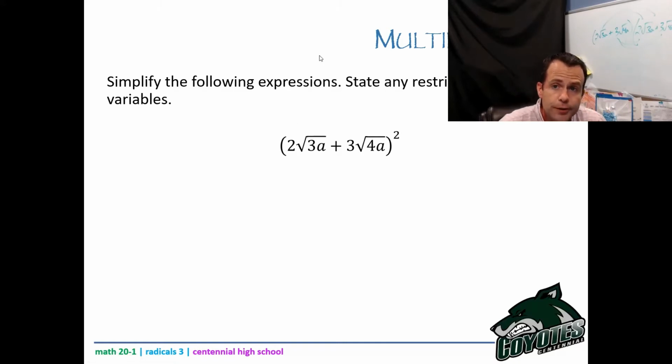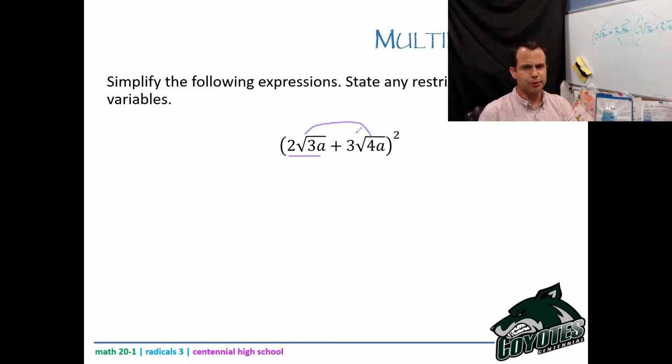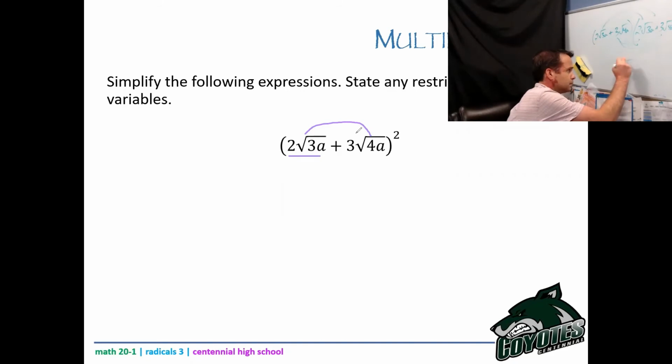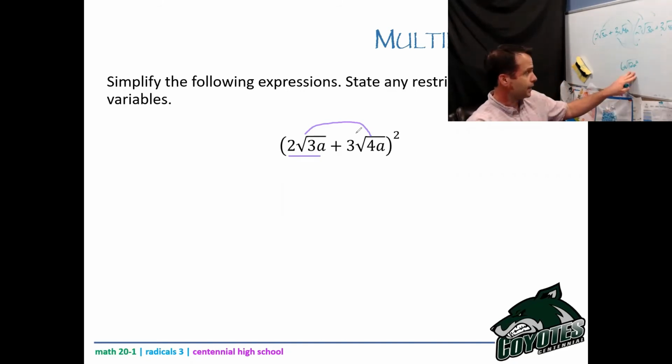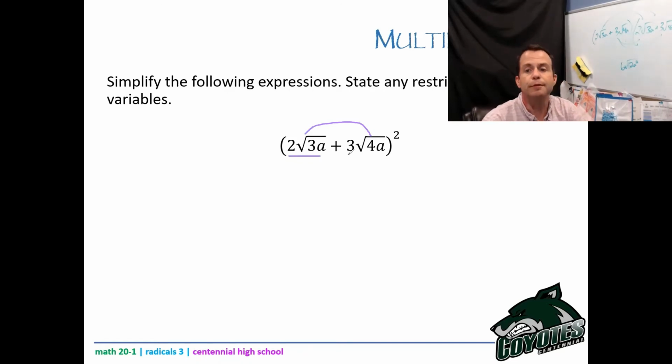If I square the first, here's my first. That's going to give me 4 times 3a, right? 2 squared is 4. Root 3a squared is just 3a. So 4 times 3a would be square the first. Double the product. Well, the product would be 2 times 3, 6 root 12a squared. If I double that, that'll be 12 root 12a squared. Okay? And then square the last. 3 squared is 9, and the root of 4a squared is 4a. So I'd have 9 times 4a there.